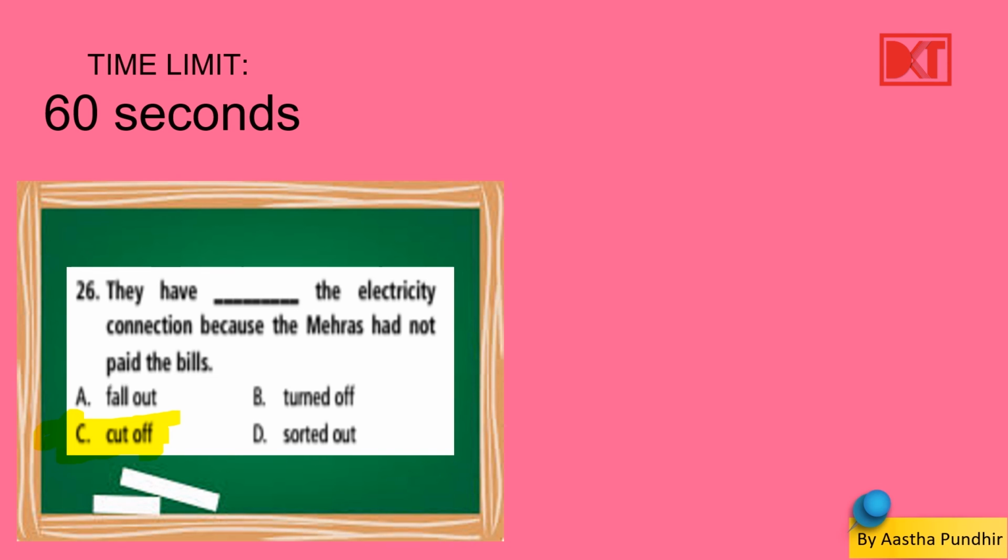Like here, fallout actually means having an argument. Turn off means switching something off. Then sorted out, which means kind of problem solving in terms of an argument.